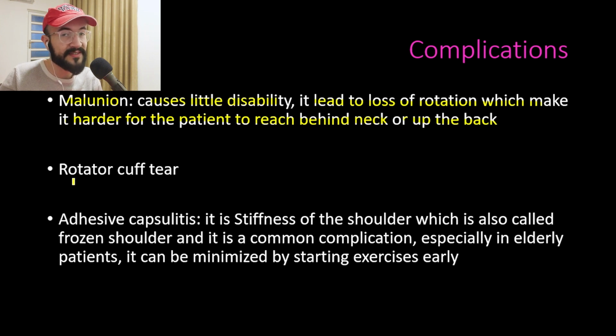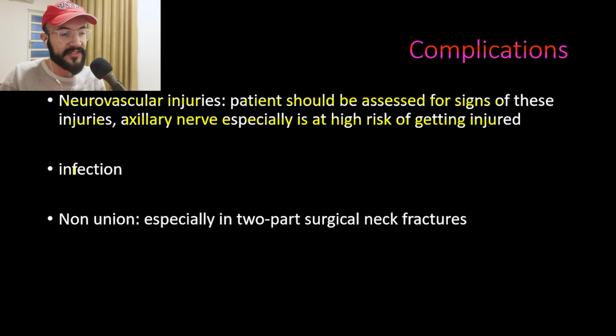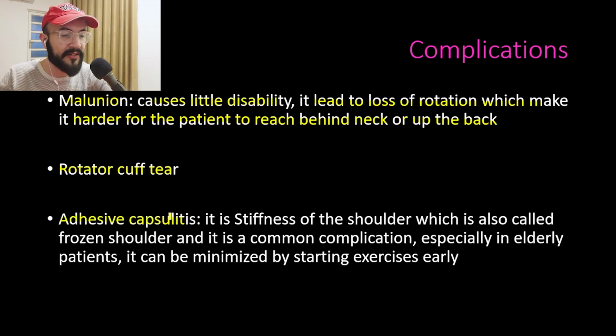And with these injuries comes the possibility of rotator cuff tear. Another complication is adhesive capsulitis of the shoulder joint. This complication leads to stiffness of the shoulder, which is also called the frozen shoulder. It is a common complication, especially in elderly patients, and it can be minimized by starting exercises early.